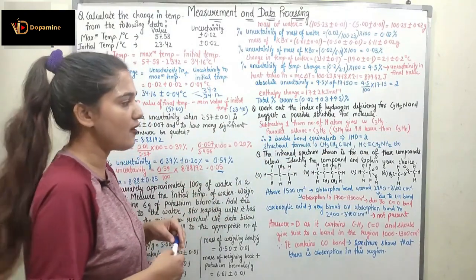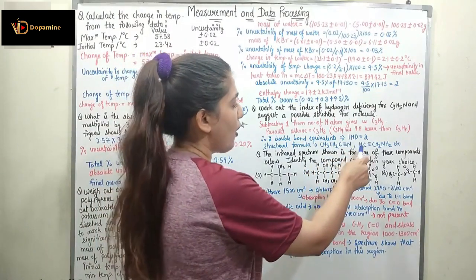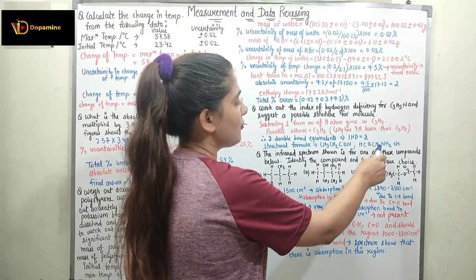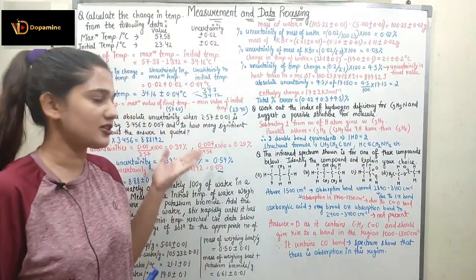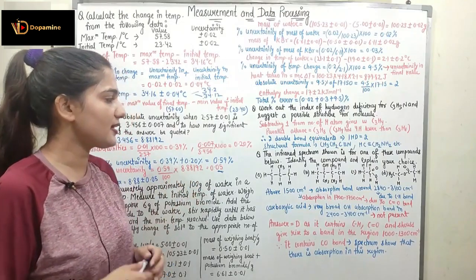What would be the structural formula? We can have the structural formula CH3CH2C≡N or HC≡C-CH2-NH2. So these types of structural formula can be there. You can have many other structural formulas as well. Coming to the next question.